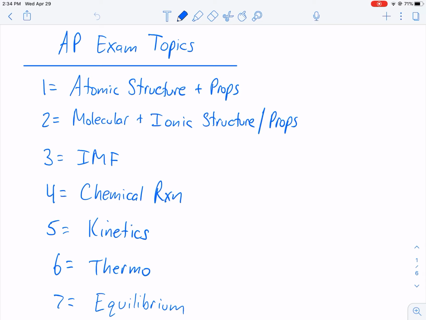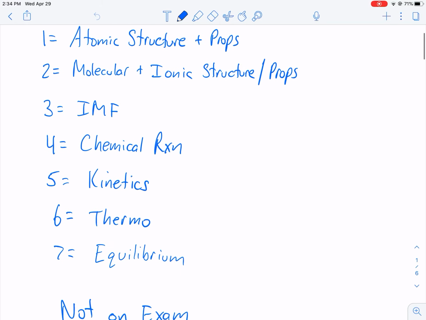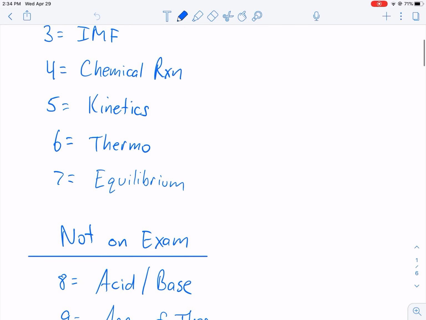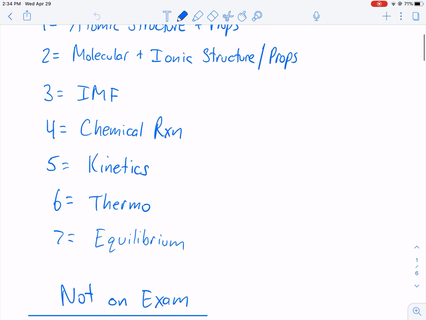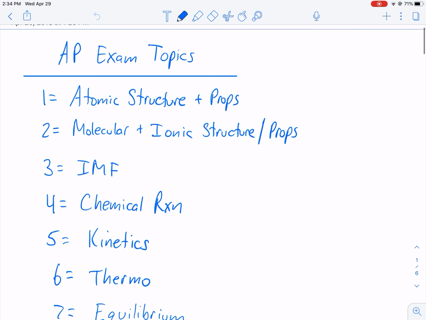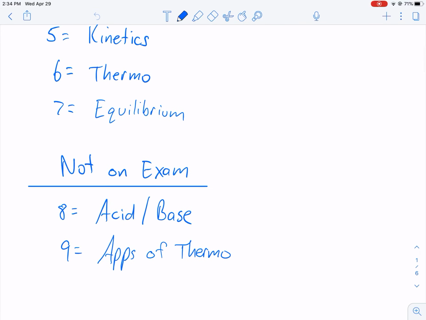Number 1 is atomic structure and properties. 2, molecular and ionic structure. 3, intermolecular forces. Then chemical reactions, kinetics, thermo, equilibrium, and then acid base and applications of thermodynamics. So the first 7 topics are on the exam, and they have cut off the last 2 topics.